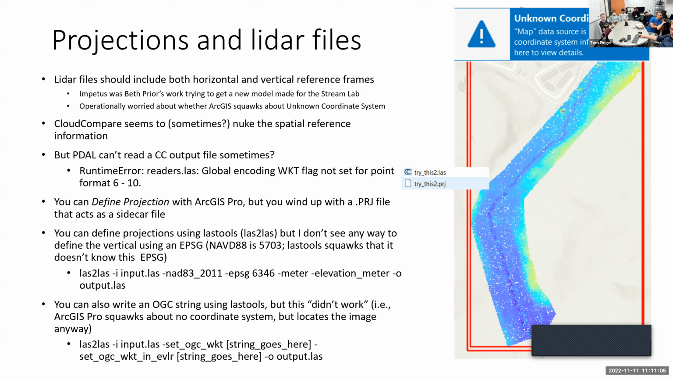In ArcPro, you can define projections, which we do in classes or whatever. That works fine. You can define a projection on a LiDAR file, but it just sticks a .prj file next to it, which is not what we want. We want to embed that data in the LAS file itself. You can define projections using LAStools, but you can't define both the horizontal datum and the vertical datum for some reason.